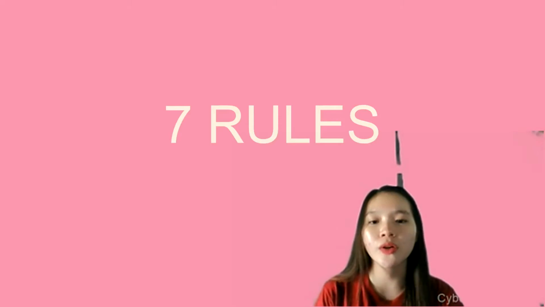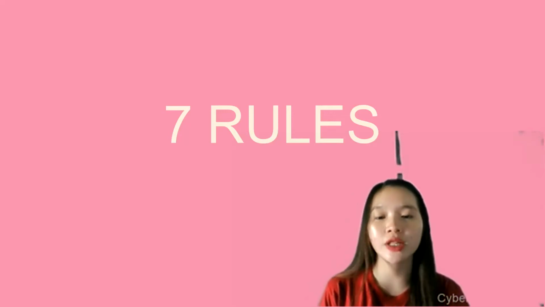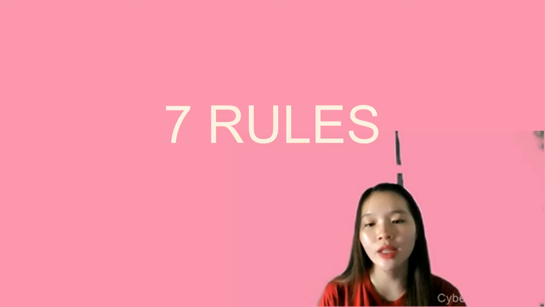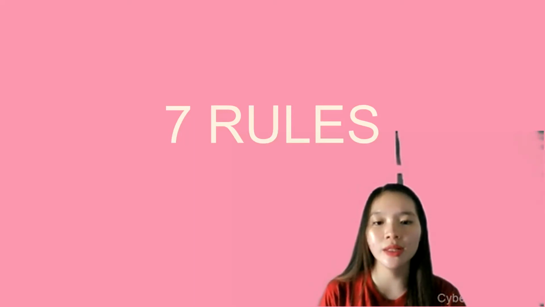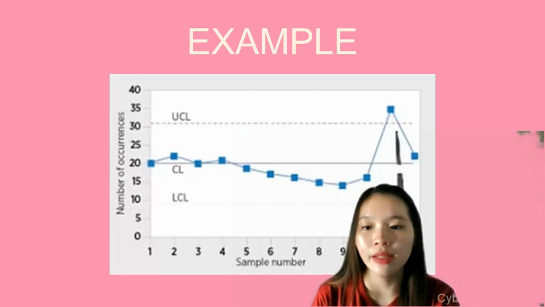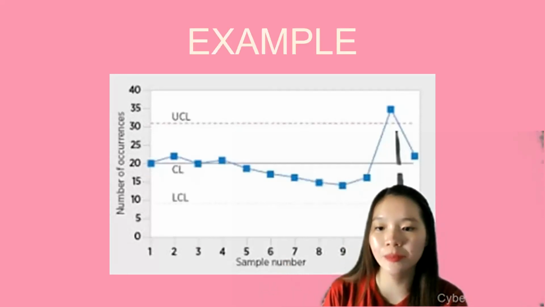The third is 4 out of 5 points in zone B or beyond. Fourth is 6 points or more in a row, steadily increasing or decreasing. And the fifth rule is 2 out of 3 points in zone A. Rule 6 is 14 points in a row alternating up and down. And the last rule is any noticeable or predictable pattern, cycle, or trend. This is the example of an SPC chart.